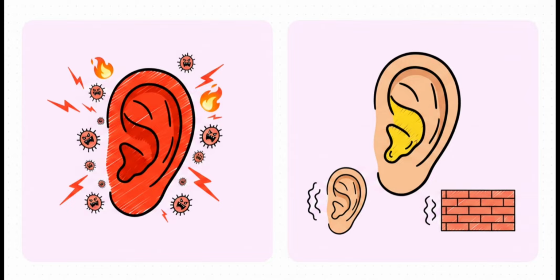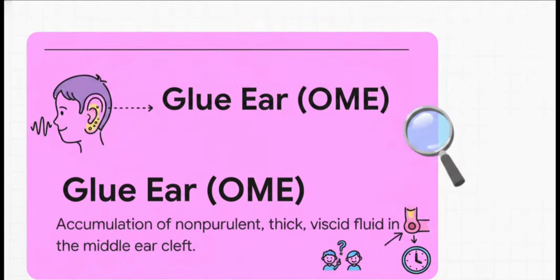But on the right, we have OME, commonly known as glue ear. Glue ear is sneaky. It is insidious. It's often completely painless. The fluid inside the ear is mostly sterile, so no active raging infection, but it is incredibly thick and sticky. And, worst of all, it causes silent hearing loss. The formal definition of glue ear is otitis media with effusion. It's the accumulation of non-purulent, meaning no pus, thick, viscid fluid in the middle ear cleft.